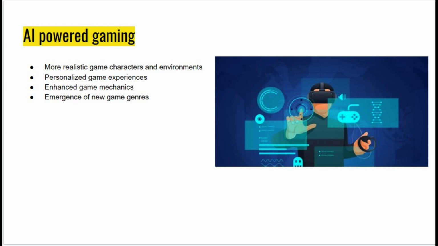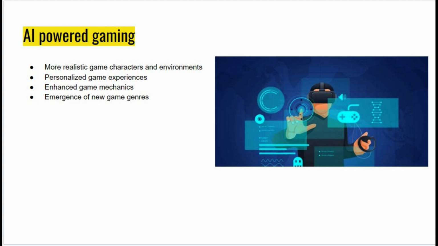Now let's discuss enhanced game mechanics. This can improve various aspects of gameplay, such as pathfinding, decision making, and enemy behavior. This can lead to more challenging and dynamic gameplay, as AI powered enemies adapt to the player's strategies and learn from their actions. Additionally, AI can be used to refine and optimize game mechanics, ensuring that games are more balanced and enjoyable.